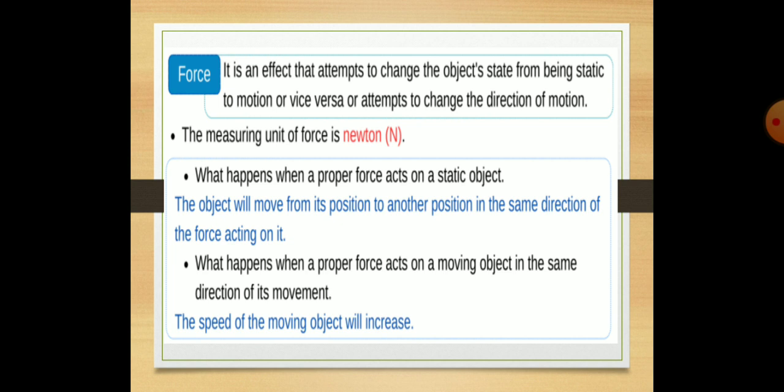Number one, what happens when a proper force acts on a static object? The object will move from its position to another position in the same direction of the force acting on it. And number two, what happens when a proper force acts on a moving object in the same direction of its movement? The speed of the moving object will increase.